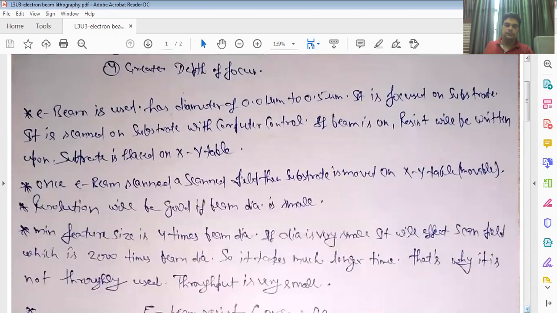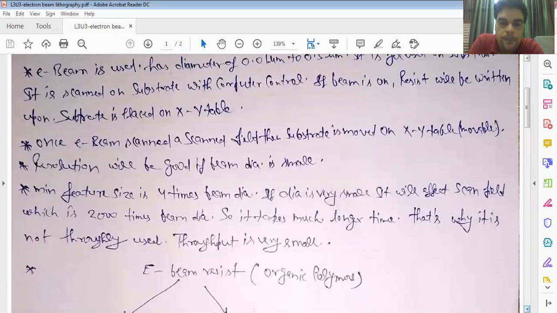So resolution basically depends upon the size of the electron beam that we are using. If we are using an electron beam of small diameter, then we will get good resolution. Basically, the minimum feature size is 4 times the beam diameter. So feature size is proportional to the beam diameter. So in order to get a lower feature size, you need to have an electron beam having lower diameter.